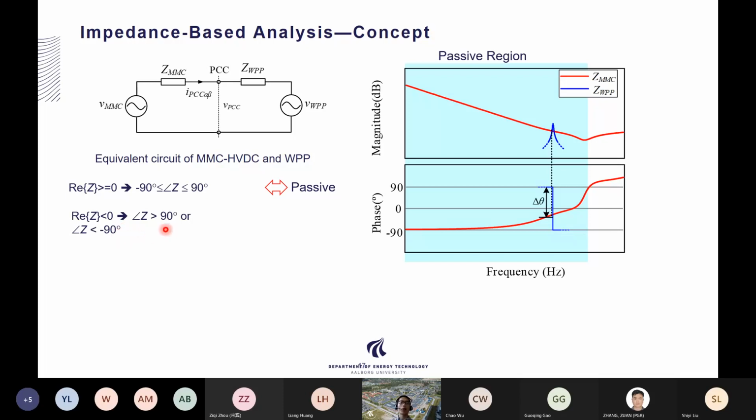In that scenario, this phase angle will be beyond either 19 degrees or smaller than minus 19 degrees, which indicates some negative damping. We also call it non-passive region. And when we say there is a non-passive region in a particular frequency range, we can foresee there could be some risk of oscillation or instability, because it is possible that the phase difference of the impedance interaction is larger than 118 degrees.